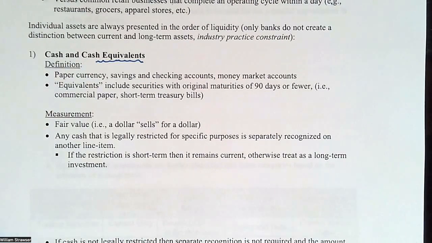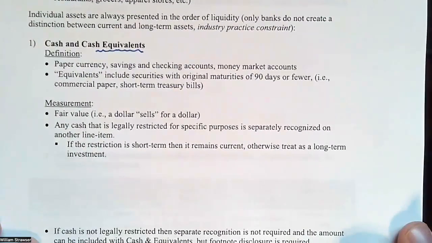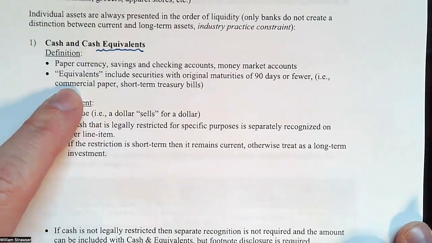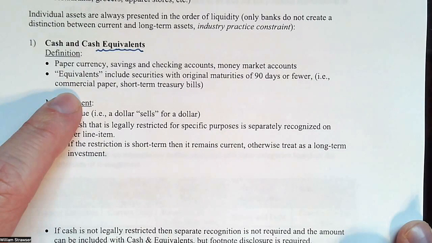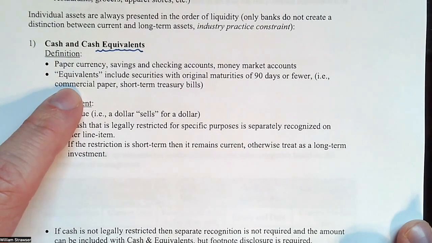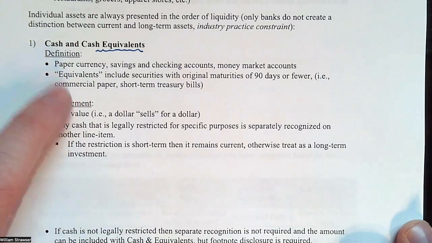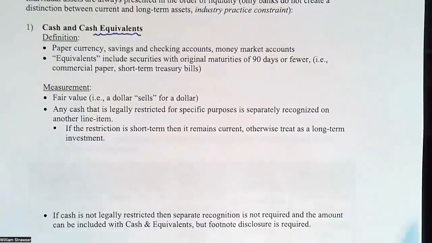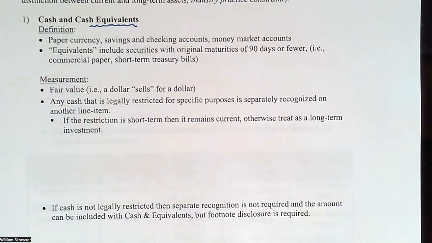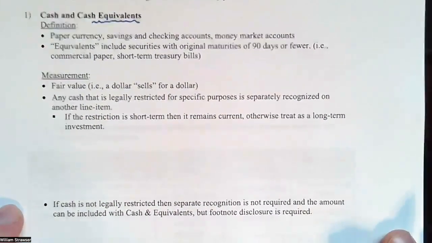So things that will pay off within, say, 90 days or sooner than that. That's the equivalent part because it's not cash, right? We bought a treasury bill. We allowed another company to borrow money, but we are going to get that money back within 90 days. So the measurement, it's fair value. Like I mentioned, $1 sells for $1.